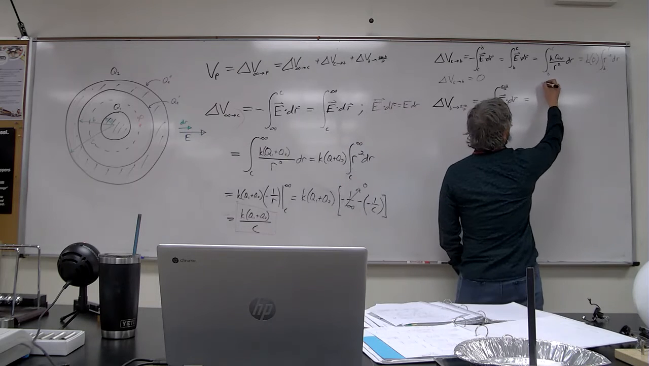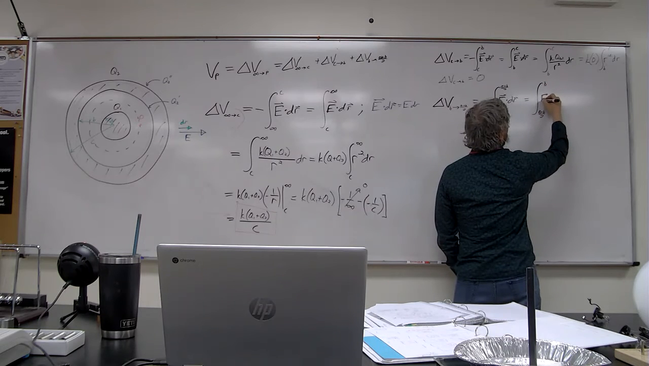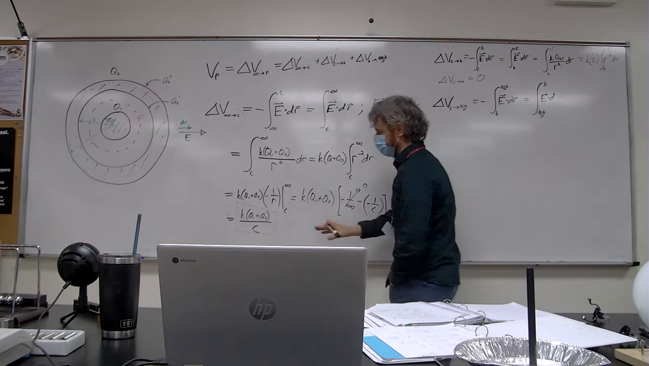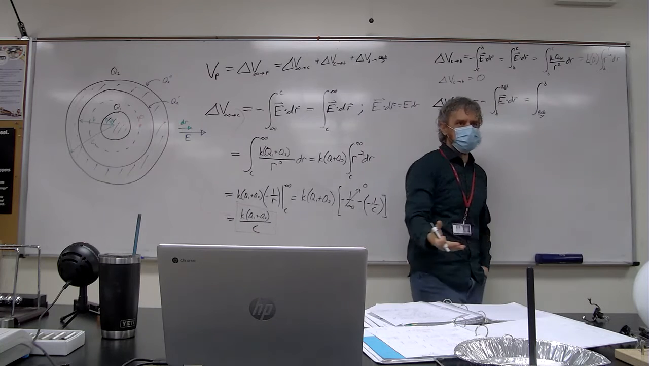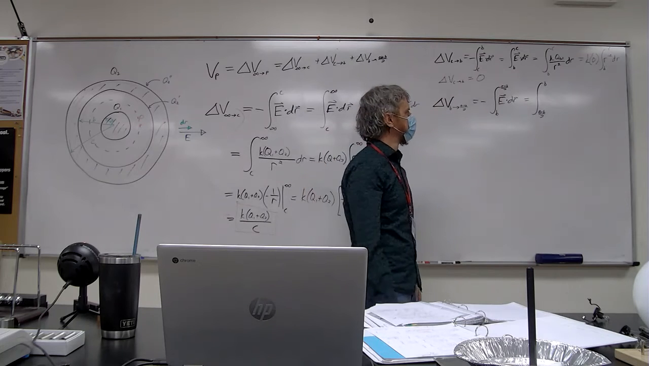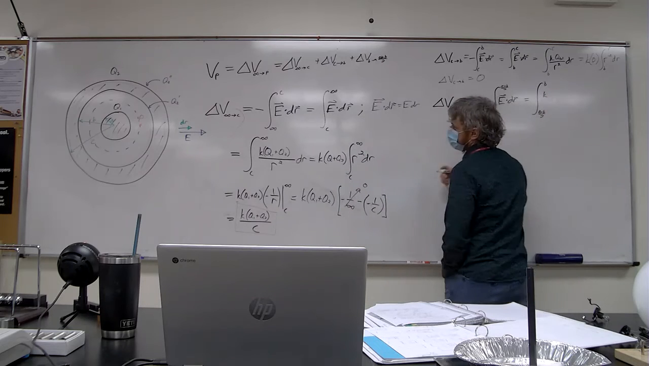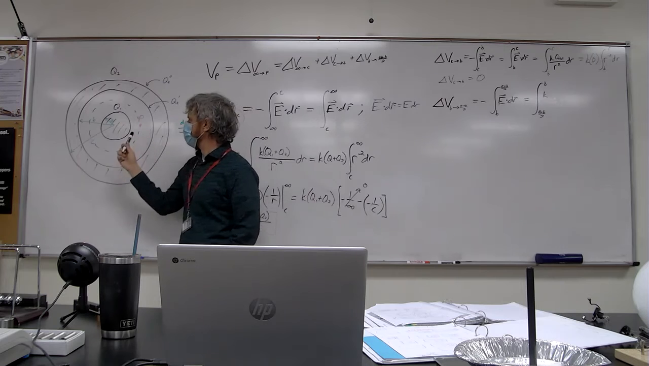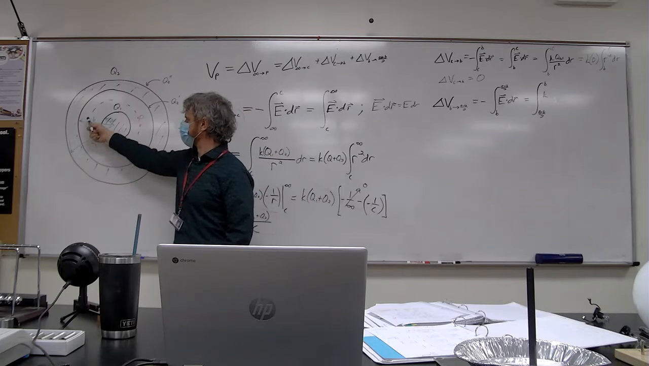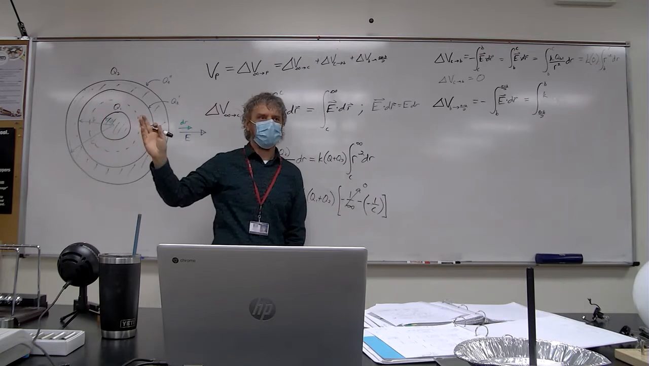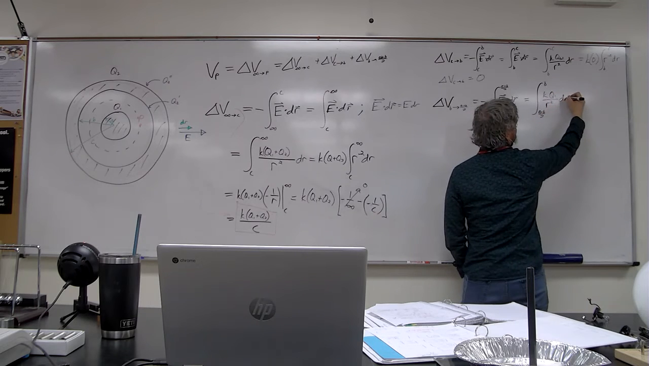So that'll just be the integral from A plus B over 2 to point B of E dot dr. And really, E dot dr we know is just K times the charge underneath, you can think of, divided by R squared. So what charge is causing the field in the region between A and B? What charge is creating the field in here? Q1, just Q1. So it's going to be K Q1 over R squared times dr.